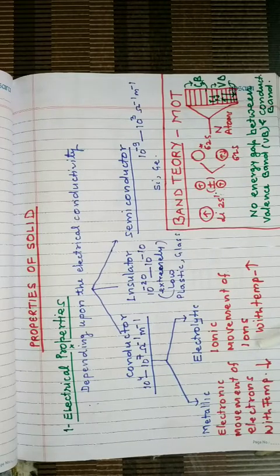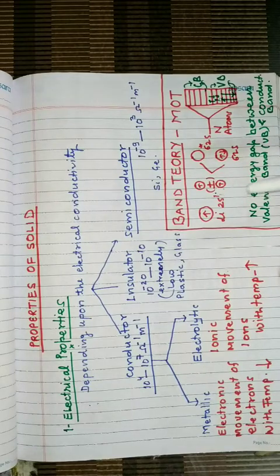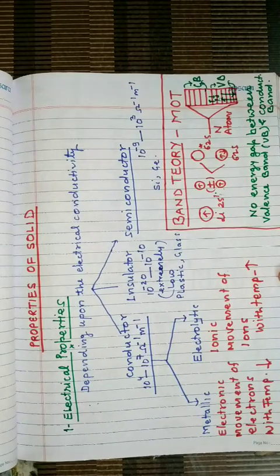Here is band theory to explain the conduction in metallic conductors. So how can the band theory be used to explain the metallic conductor? First of all, we should know what band theory is. Actually, this band theory is also called molecular orbital theory. This is based on the concept of molecular orbital theory.